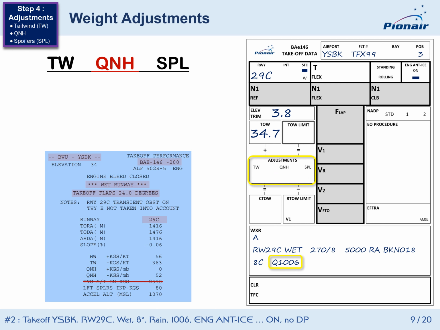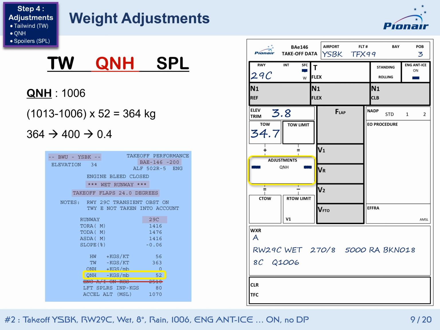In this case, the only adjustment we need to consider is the low QNH. So let's indicate that on the card, in this case by crossing out tailwind and spoiler indications. So, onto the low QNH. With a correction factor of 52 kilos per millibar and 7 millibars to correct for, we end up with a 364 kilo adjustment, which we'll round up to 400.